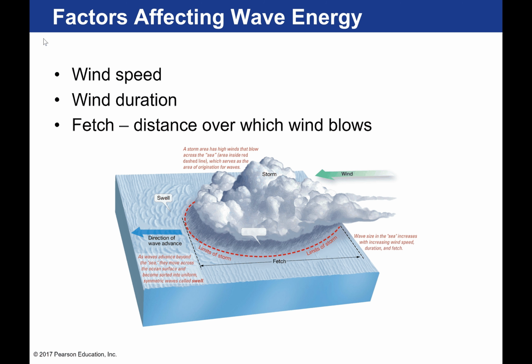The factors that affect wave energy also affect the height of the wave. So this slide says wave energy, but it could also say wave height. The three factors that affect wave energy and wave height are wind speed, which is just the speed of the wind; duration, which is the length of time that the wind is blowing in one direction; and then fetch, which is the distance where that wind is blowing in one direction.